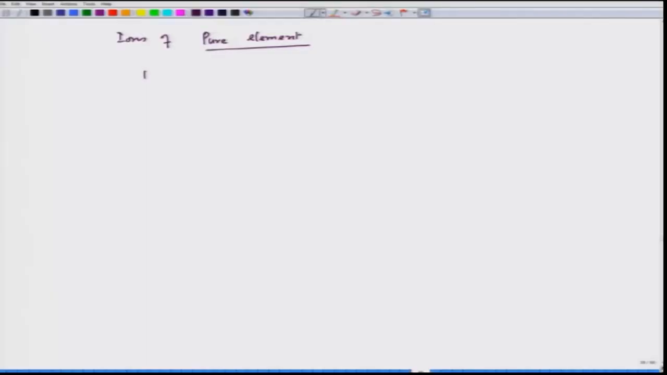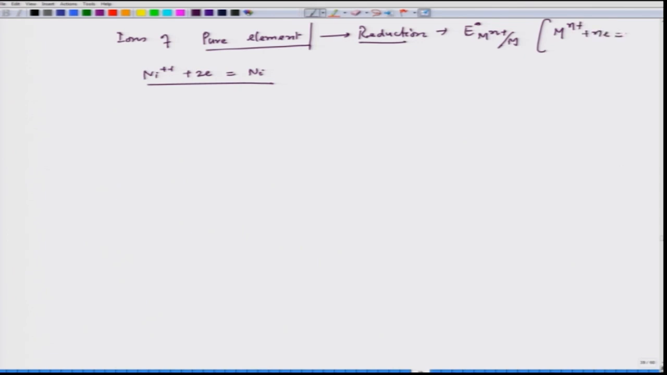Now, let us see whether we can find out E0 for other reduction processes. Initially we would consider pure element and ions of pure element, that means in a particular solution we have the ions of that particular element, and those ions are getting reduced. So, for example, if I consider Ni plus plus plus 2e equal to Ni, this reduction process, we consider the reduction of ions of pure element and then try to find out E0 M n plus/M. So, the reaction would be M n plus plus ne equal to M. M is nothing but pure element.